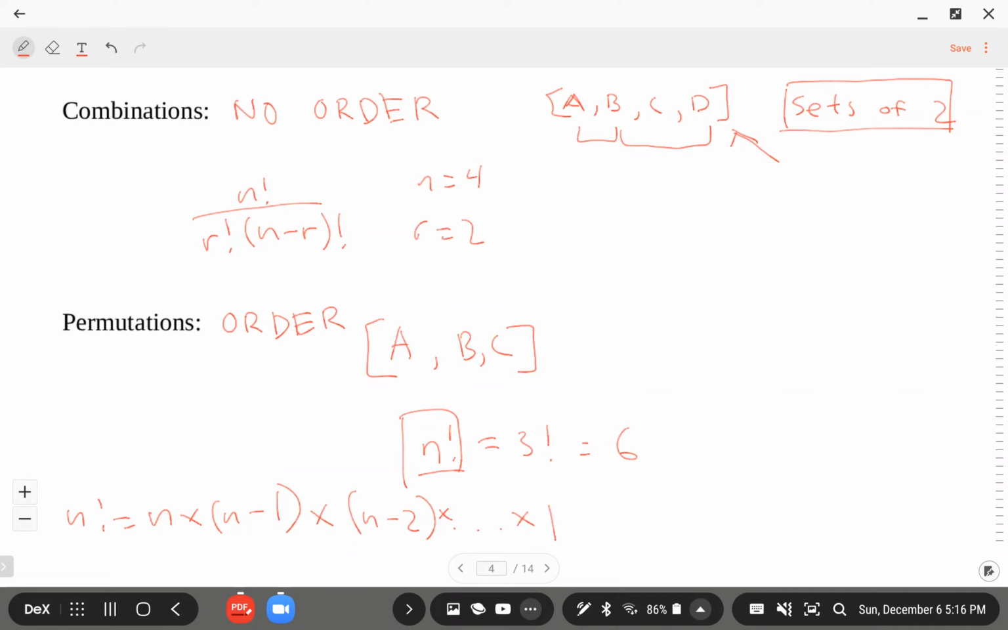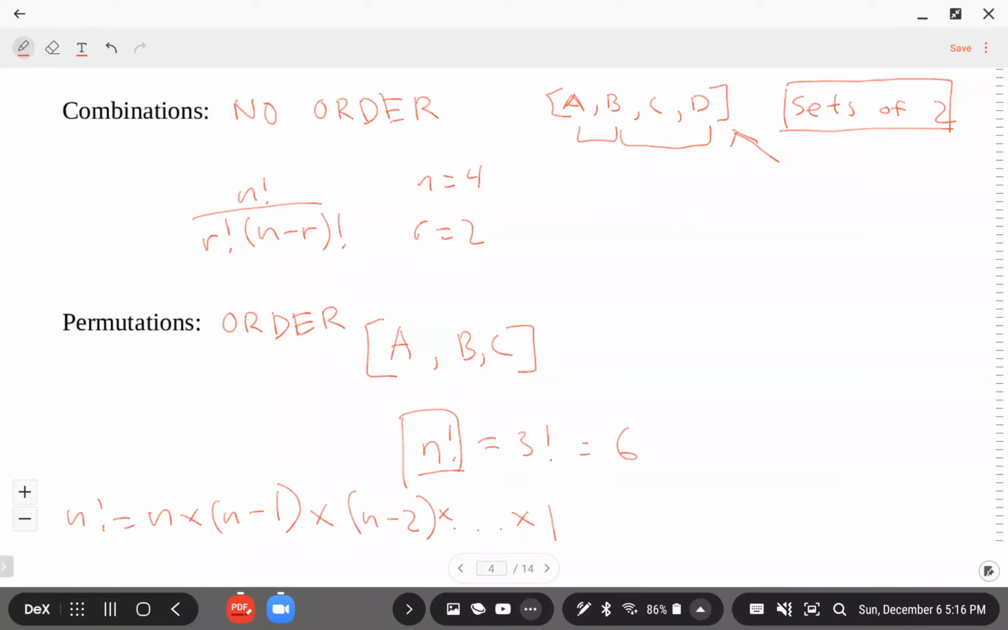Then we just follow the combination formula. So basically, no order. From this bigger set, we want to pick out sets of 2, and it doesn't matter. If you pick out A and B, it's the same as B and A. You don't permutate within those sets that you pick out. Let's say you pick out a set of 2, B and D. It's the exact same as D and B. So in combinations, the key point is no order.